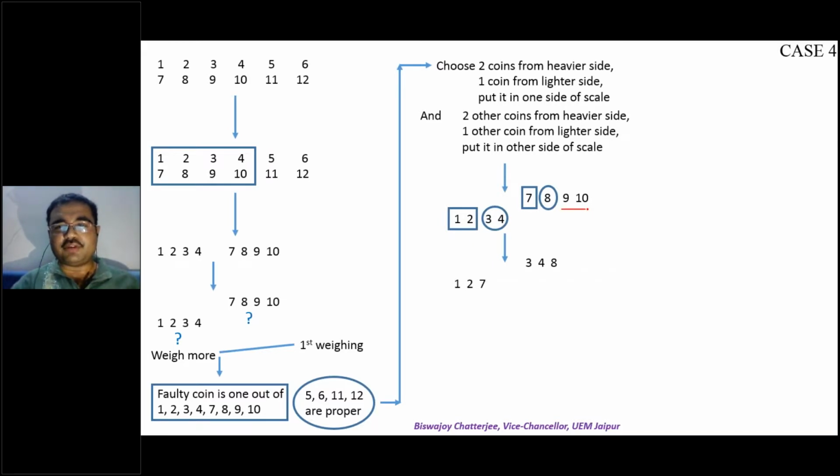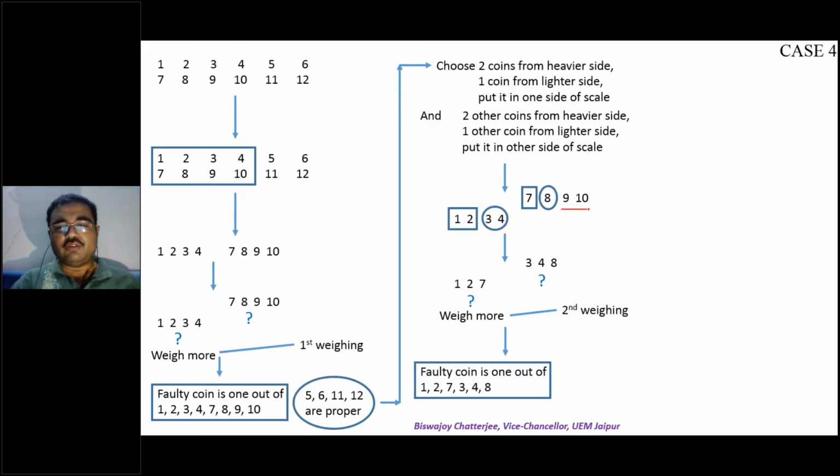Remember, you have left out 9, 10. Because one side weighs heavier, you immediately know 9 and 10 are proper now, and the faulty coin is 1 out of 1, 2, 7, 3, 4, 8. So 1, 2, 7 weighs more, suppose. So 1, 2, 7, 3, 4, 8 are the only coins in question. Now this was your second weighing. So which out of 1, 2, 7, 3, 4, 8?